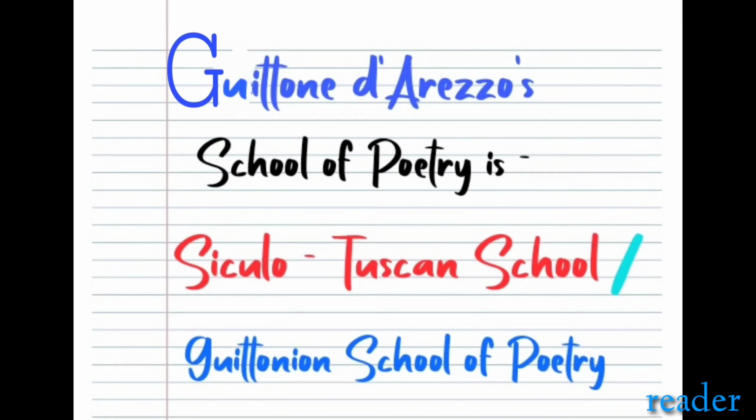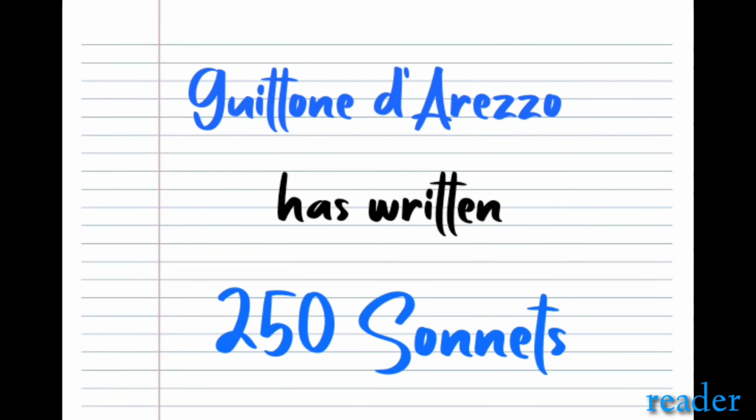And there is a school of poetry related to Guittone di Arezzo, which is the Tuscan School or Guittonian School of Poetry. Guittone di Arezzo has written 250 sonnets.